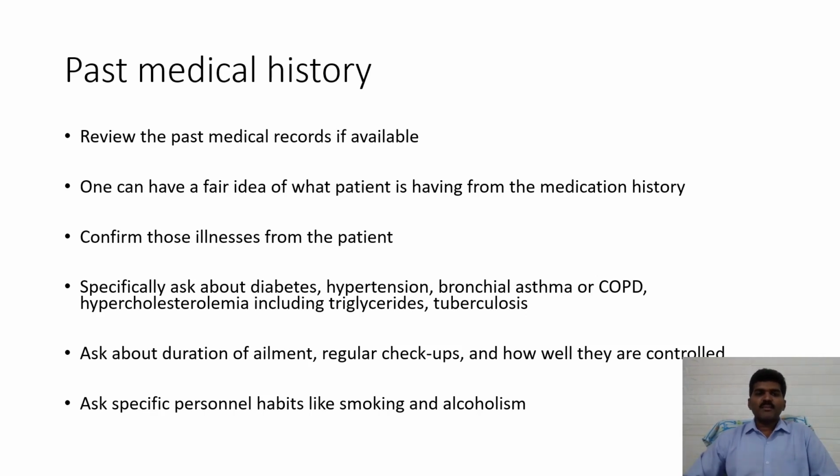Ask specific personal habits like smoking and alcoholism. Smoking history and alcoholism history makes sense in patients, especially who are immunosuppressed or patients presenting with any diseases related to the vascular system like CVA or cerebrovascular accident or myocardial infarction. Smoking and alcoholism has to be asked specifically.